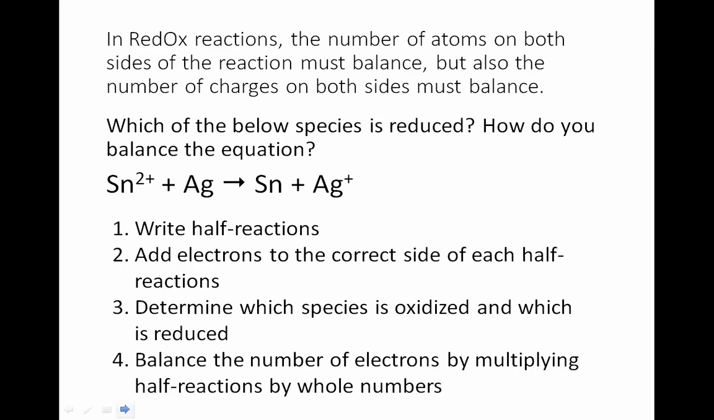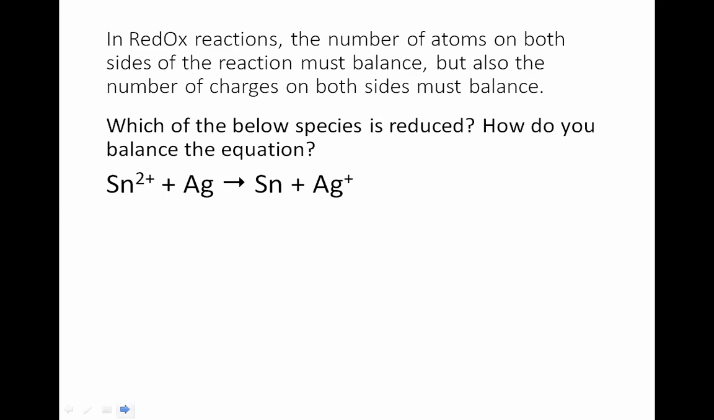So let's go ahead and do this. Let's follow the step-by-step guide and figure out which of the below species is reduced and how we would balance this equation. Alright, so the first step is write half reactions. What I mean by that is let's write each species by itself and break it down into half reactions. So on the left we've got tin producing tin and we have silver producing silver.